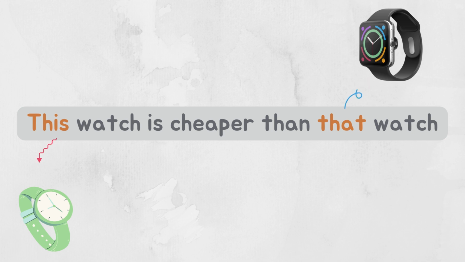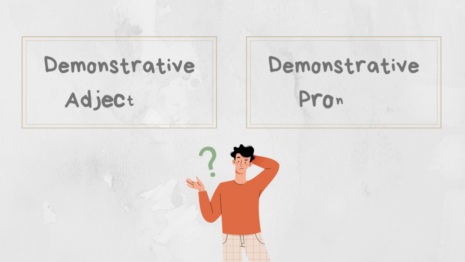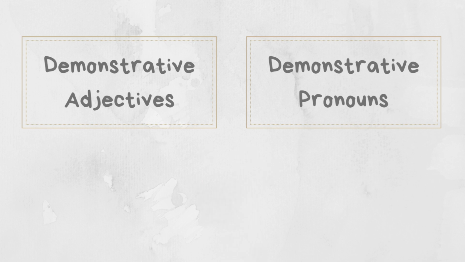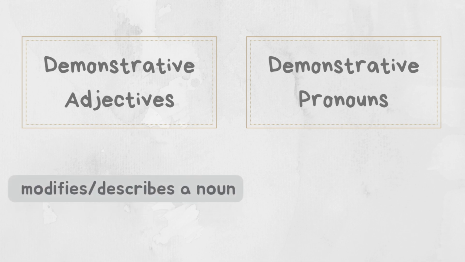Please don't get confused between demonstrative pronouns that we learnt in our previous lesson and demonstrative adjectives. You have to observe the part of speech and understand their usage. The main difference between demonstrative adjectives and demonstrative pronouns is that demonstrative adjectives, as the name suggests, modify a noun, whereas a demonstrative pronoun takes the place of a noun or replaces a noun.